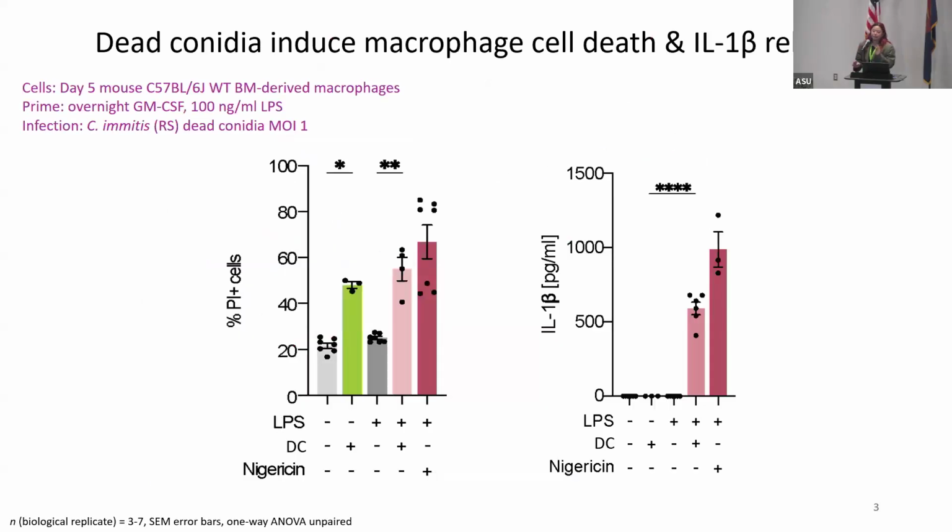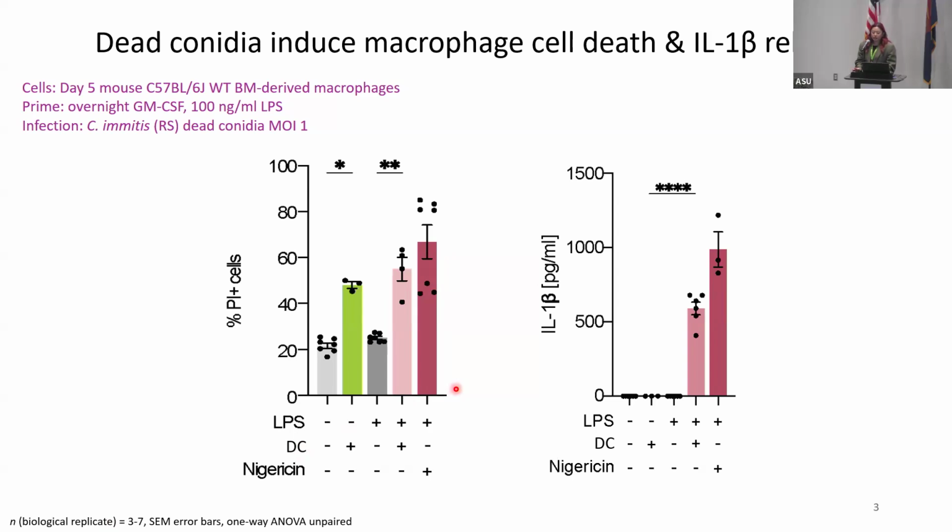So previous studies looking at IL-1 beta release have been done on formalin-killed spherules. So I first wanted to look at the impact of dead conidia of the C. immitis RS strain on bone marrow-derived macrophages cultured in MCSF and primed with GM-CSF. As a positive control, we can see here that macrophages stimulated with LPS and nigericin have increased cell death and release of IL-1 beta.